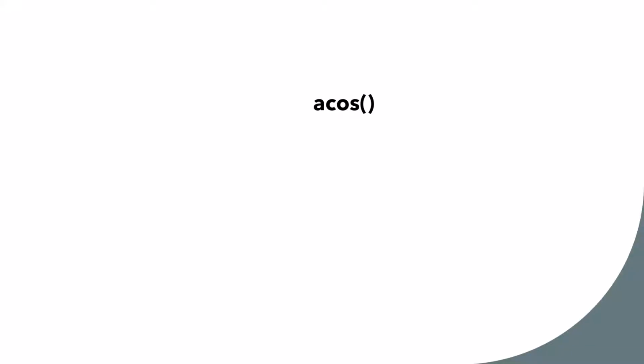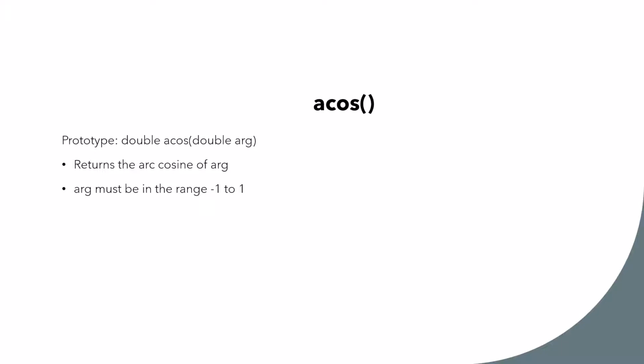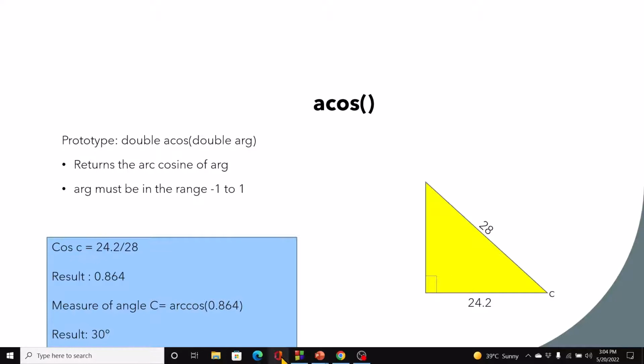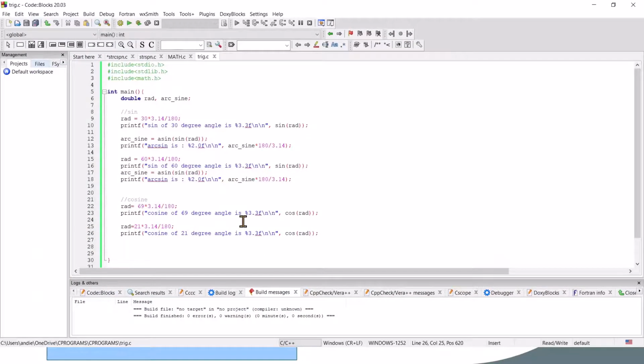So now talking about the arc cosine, we have the prototype here. You can see that the function returns a double and takes as argument a double as well. Returns the arc cosine of the argument. The argument must be in the range -1 to 1. And if you have a triangle like this, then cos of C would be 24.2, that's adjacent upon hypotenuse, which is 28. And then you get the result, and then you provide that result to calculate arc cosine. Right? So now let's go back to the code and calculate arc cosine for both these.